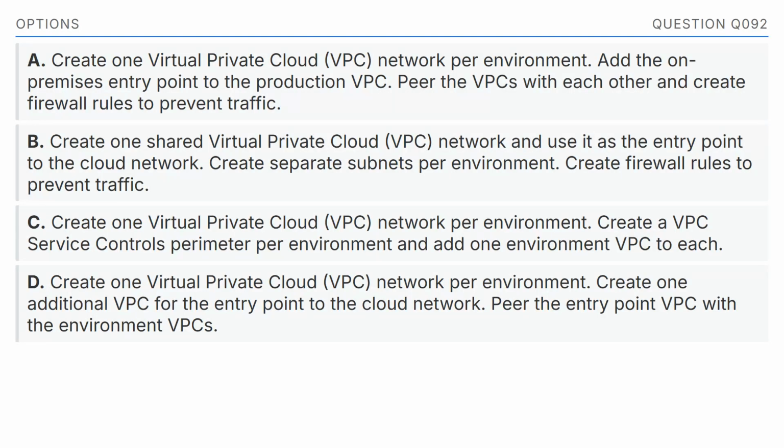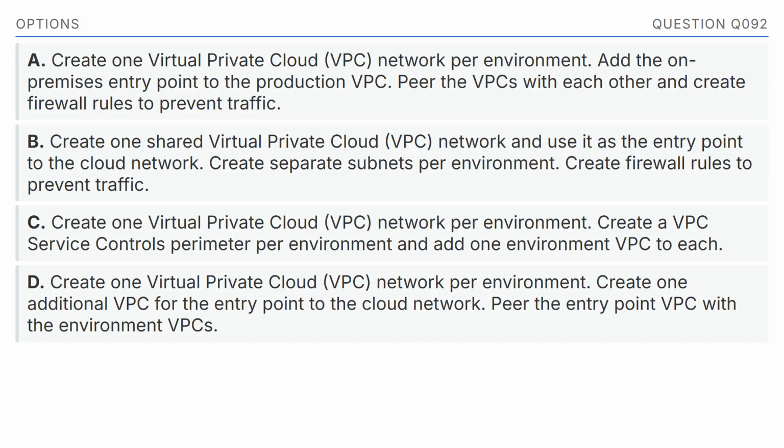The options are: Option A, create one virtual private cloud, VPC, network per environment. Add the on-premises entry point to the production VPC. Peer the VPCs with each other and create firewall rules to prevent traffic. Option B, create one shared virtual private cloud, VPC, network and use it as the entry point to the cloud network. Create separate subnets per environment. Create firewall rules to prevent traffic.